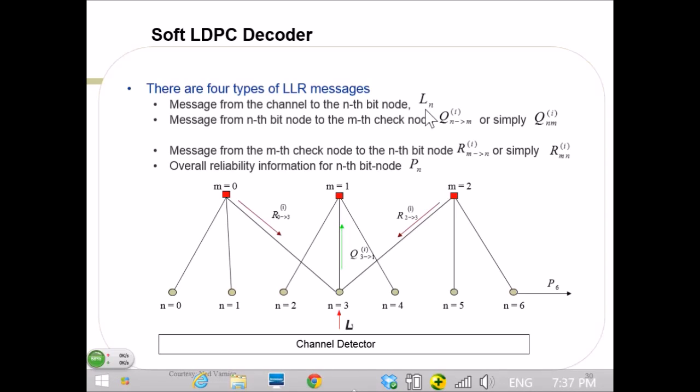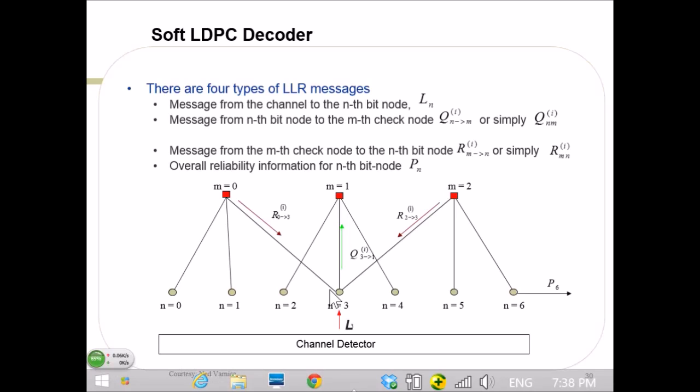This channel information could be from a detector or from a demodulator. Whether the initial bit is a 1 or 0, that reliability comes from the block before the decoder. Once this bit sends this information to the different check nodes, the check node looks at all the connections it has, different bit nodes, and sees whether the check node is being satisfied or not. If the check node is satisfied, it is going to send information similar to what this bit node has sent. But if the check node is not satisfied, it is going to send contrary information. Like it is going to say that no, you're not 1, but you are probably a 0.